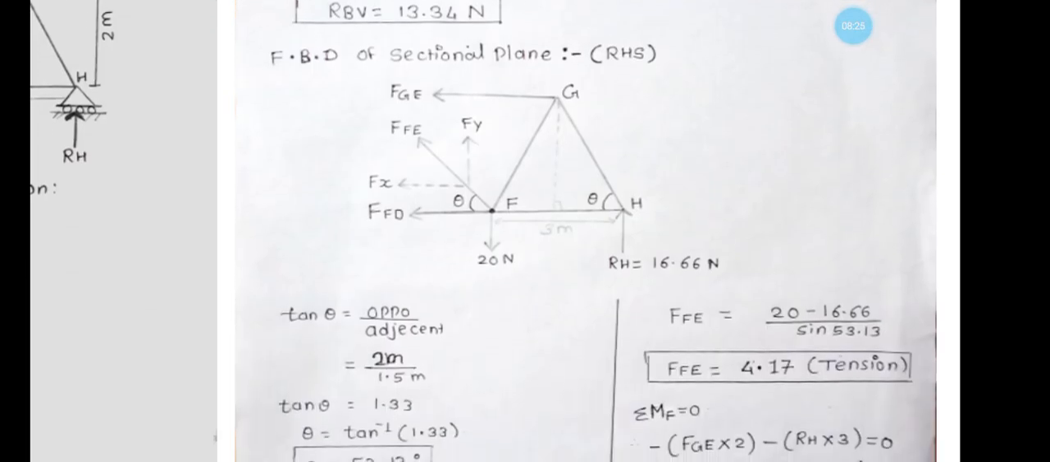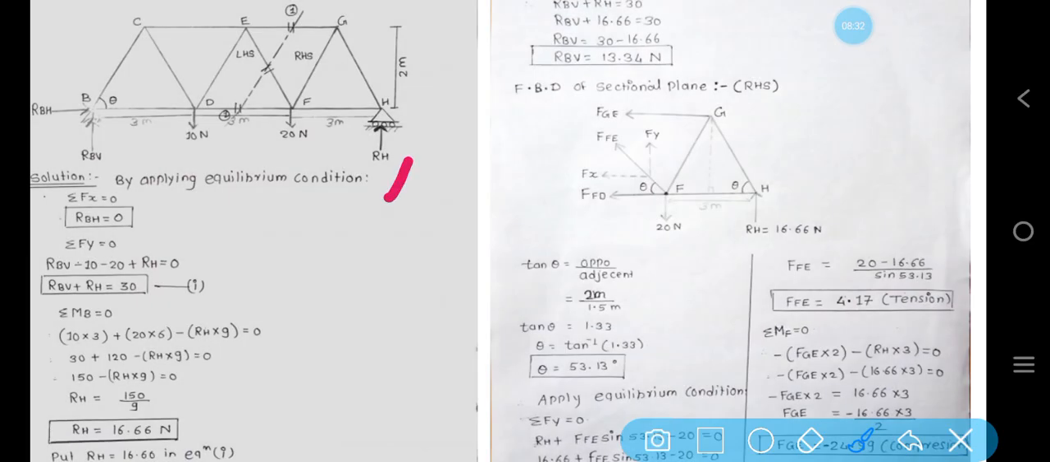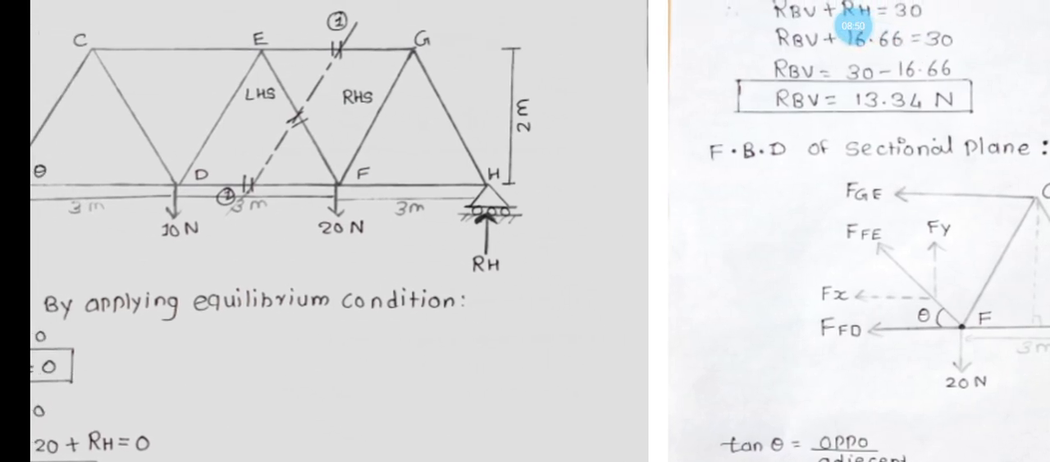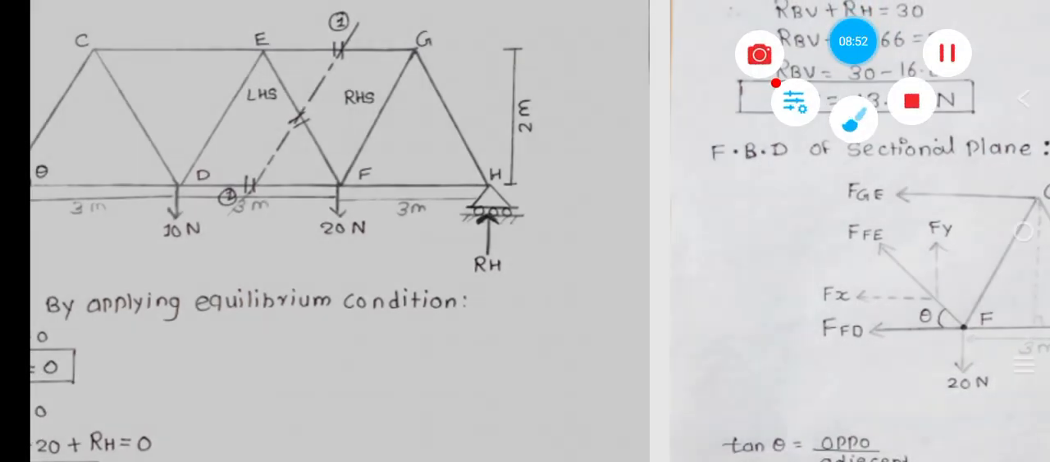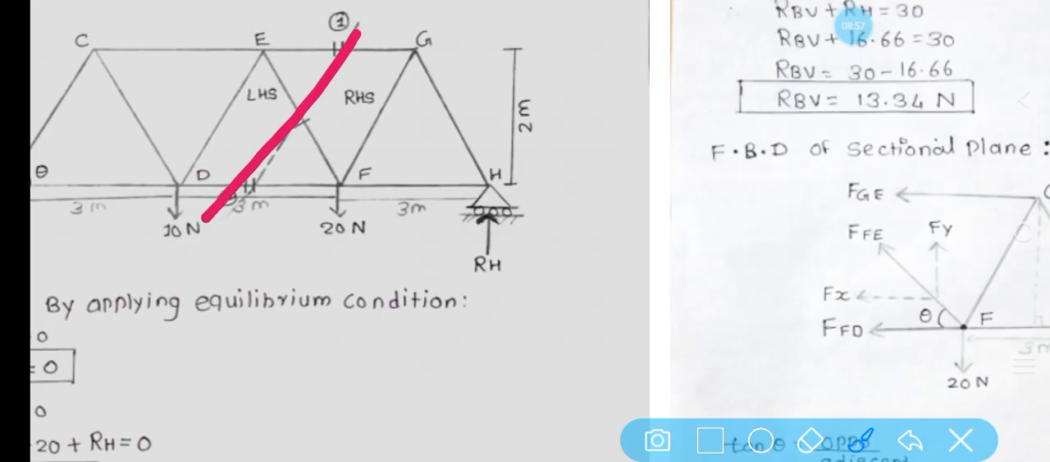So after calculating the support reactions, which are RH, RBV and RBH, we can draw an FBD of a section plane. So how can we choose the section plane? We can choose the section plane like that. The section cutting plane passing through these 3 points.